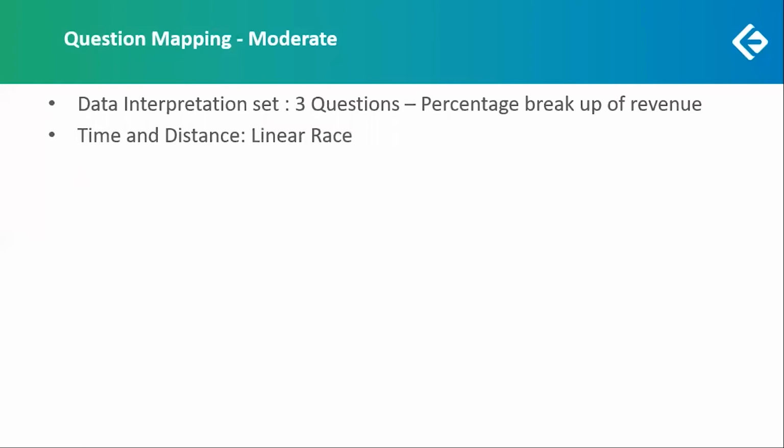Next was a question on time and distance, a linear race based question where you have to take the ratio of the distance traveled and solve for the final answer.